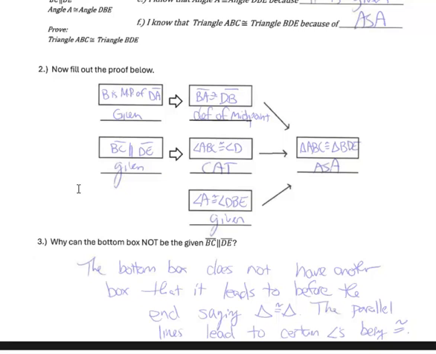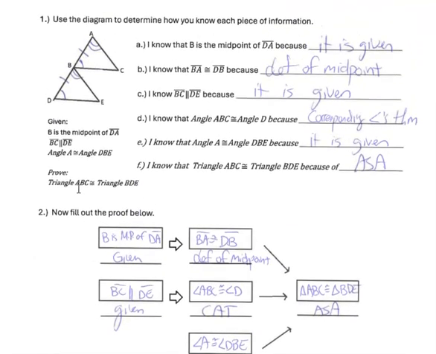Now you might wonder, what is the difference between ASA and AAS? Well, if you look at your diagram here and you look at a single one of the triangles, you have two angles and the side between the angles. So that is why it is ASA and not AAS. If that side was, let's say, where BE is or where DE is, then it would be AAS. But that's not what we have, so it is ASA.